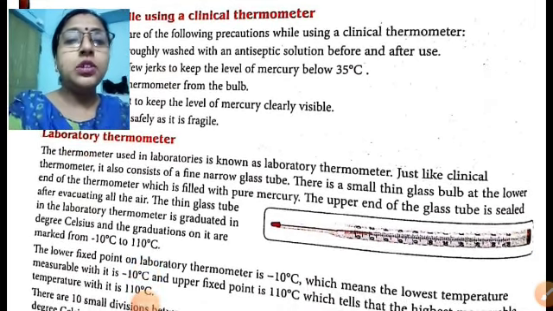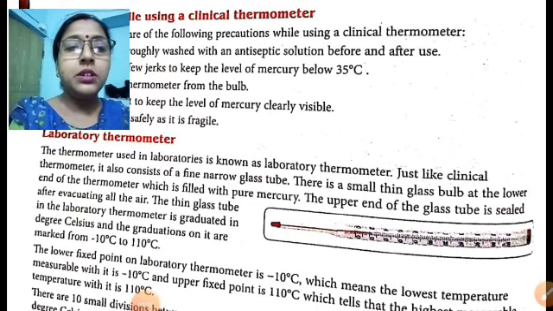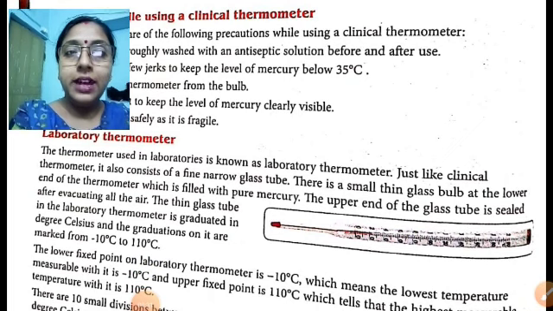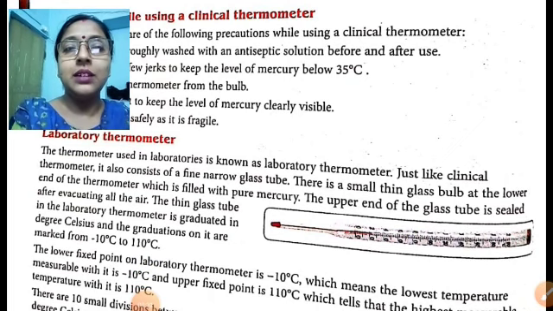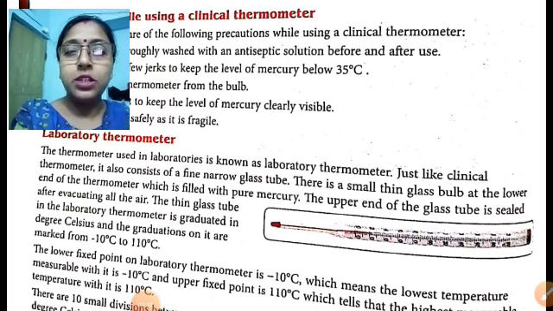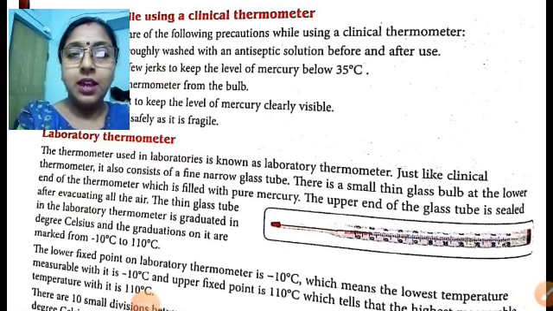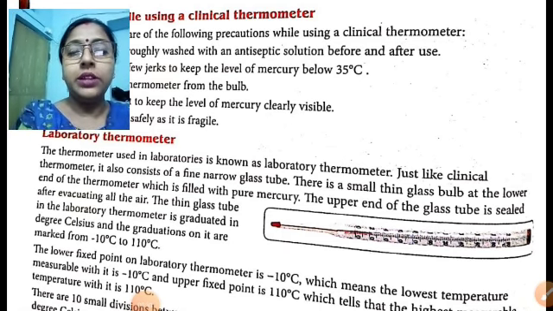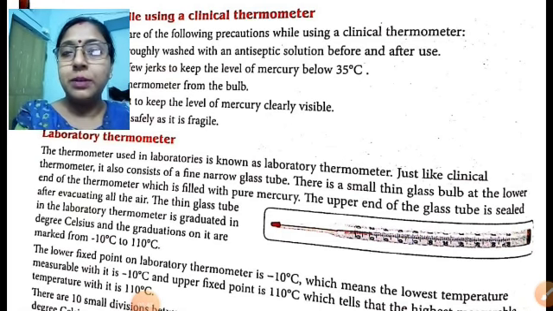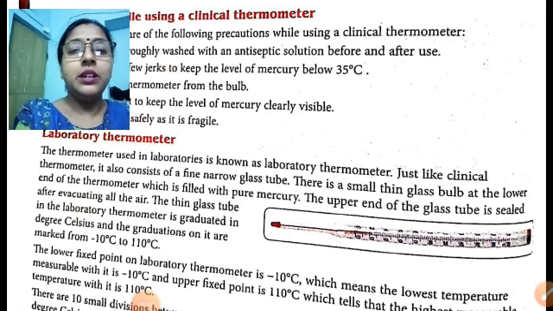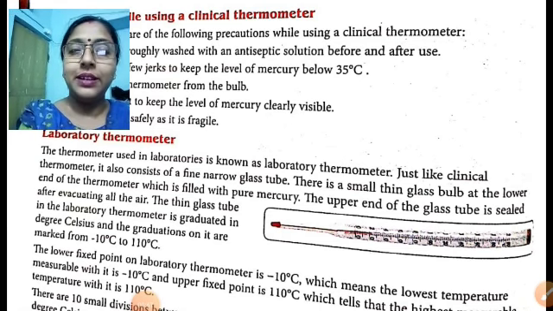The thermometer used in a laboratory is known as the laboratory thermometer. Just like the clinical thermometer, it consists of a fine, narrow glass tube. There is a small, thin glass tube with a bulb at the lower end, which is filled with mercury. The upper end of the glass tube is sealed after evacuating all the air. The thin glass tube is divided into degrees Celsius, and the graduations on it are marked from -10 to 110 degrees Celsius.